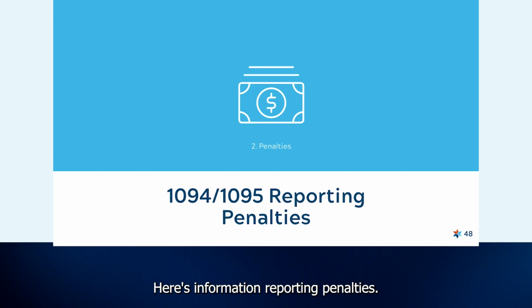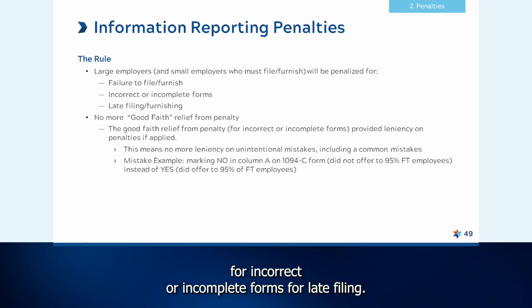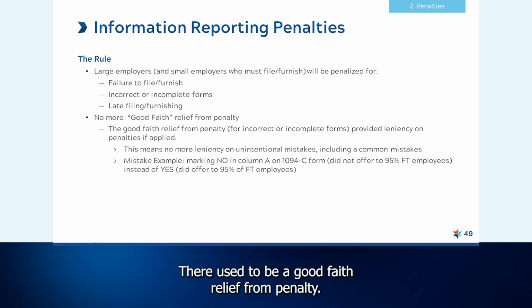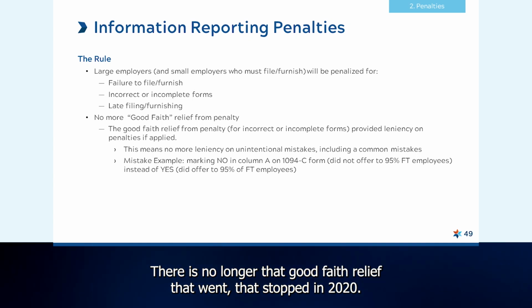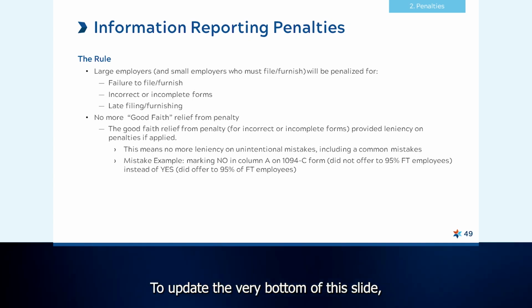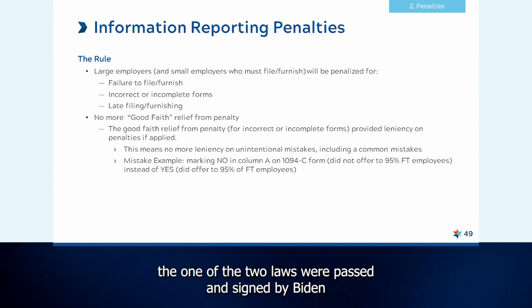Here's the information reporting penalties. They could be for failure to file or furnish, for incorrect or incomplete forms, for late filing. There used to be a good faith relief from penalty. There is no longer that good faith relief. That stopped in 2022.